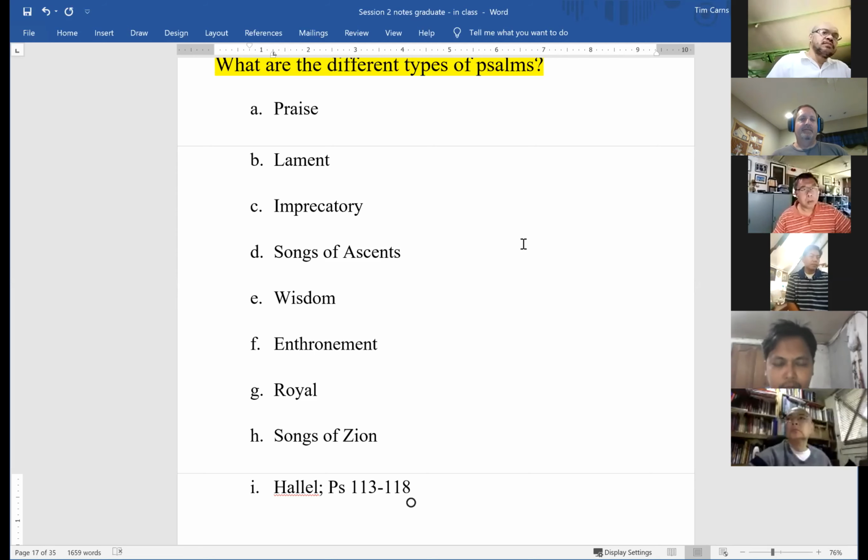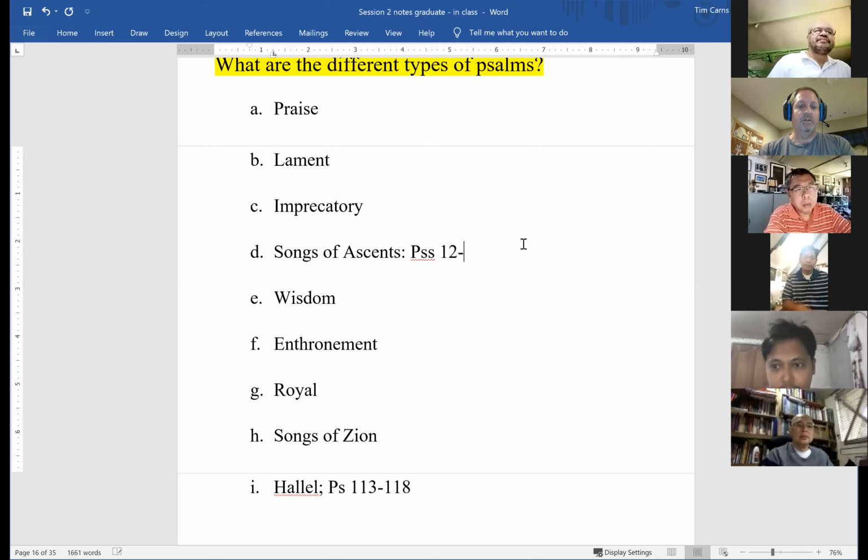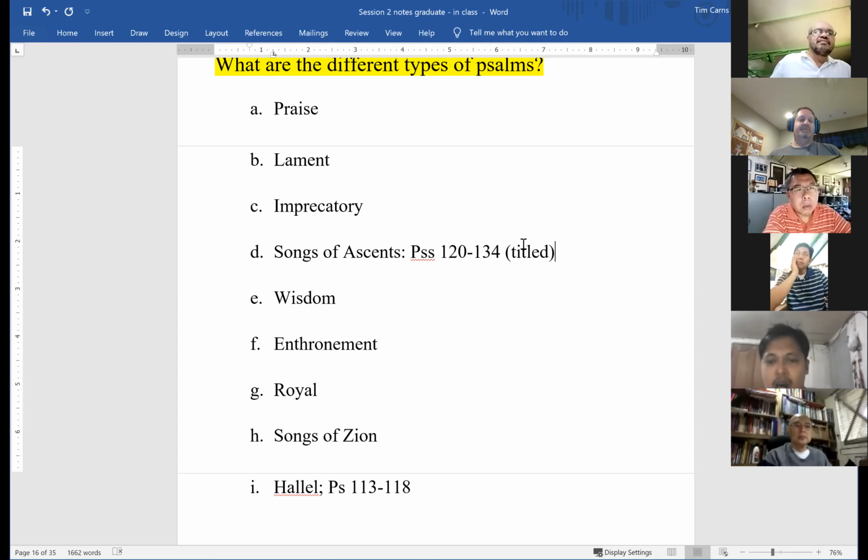Is this a psalm of lament? No. Is it a song of ascent? No, those are Psalms 120 to 134, and all of those have a title which indicates that they are a song of ascent. Is it a wisdom psalm? Is it written to give instruction like a proverb? I don't think so. It gives instruction, it gives a command, but it's not in that sense.